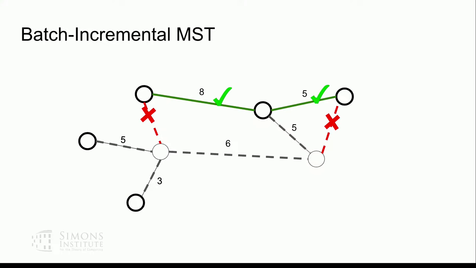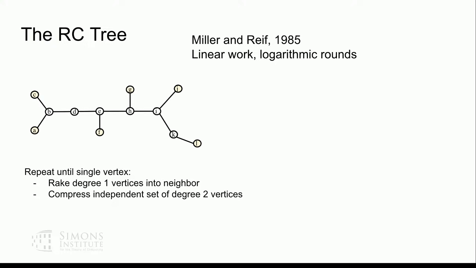The idea actually comes from something called rake compress trees, which dates back to the mid-80s. It was work on parallel algorithms, a technique for taking a tree of arbitrary shape and contracting it down into a single node in a logarithmic number of rounds. This can be applied to, for example, evaluating expression trees, a lot of operations on trees, or even finding maximum weights on paths. And it's a very simple algorithm.